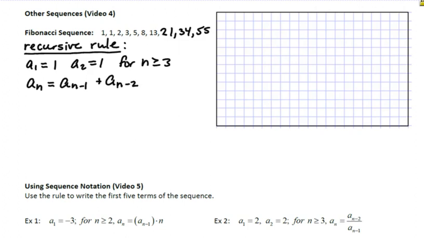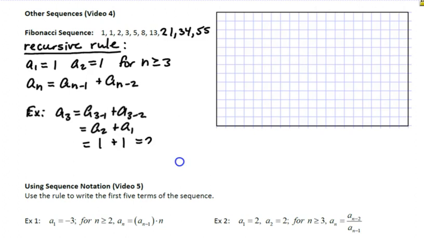So let's see how this would work. For example, starting with a sub 3: a sub 3 is equal to a sub 3 minus 1 plus a sub 3 minus 2, which is a sub 2 plus a sub 1. Notice these subscripts are not used to compute any numbers. They just tell me what position this term is in the sequence. So I'm looking at term 2 and term 1, add them together, and I get 2.